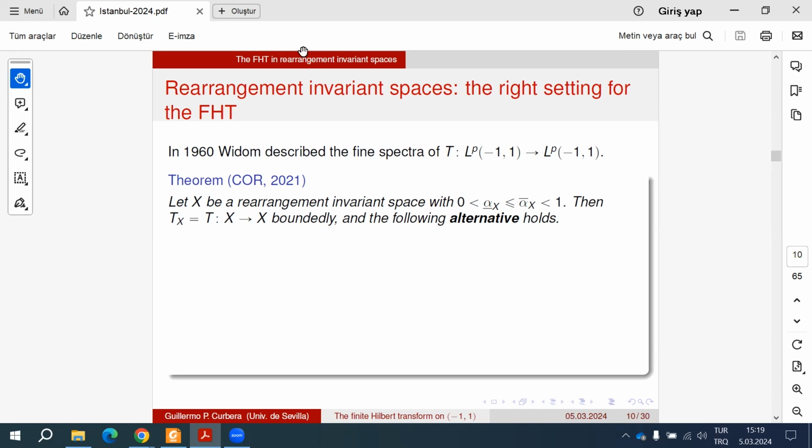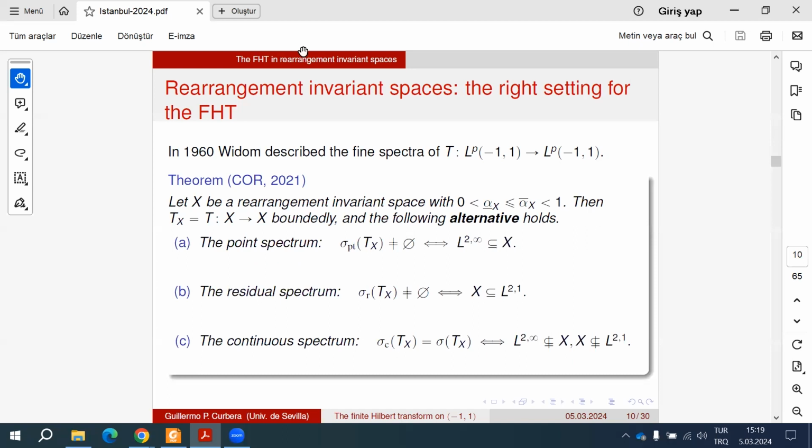Where with this condition, T maps X into X. Now, the following happens. The point spectrum is empty if and only if this Lorentz space is inside X. The residual spectrum is not empty if and only if X is inside this other different Lorentz space. And the continuous spectrum equals the full spectrum when X doesn't contain either this space or this space.